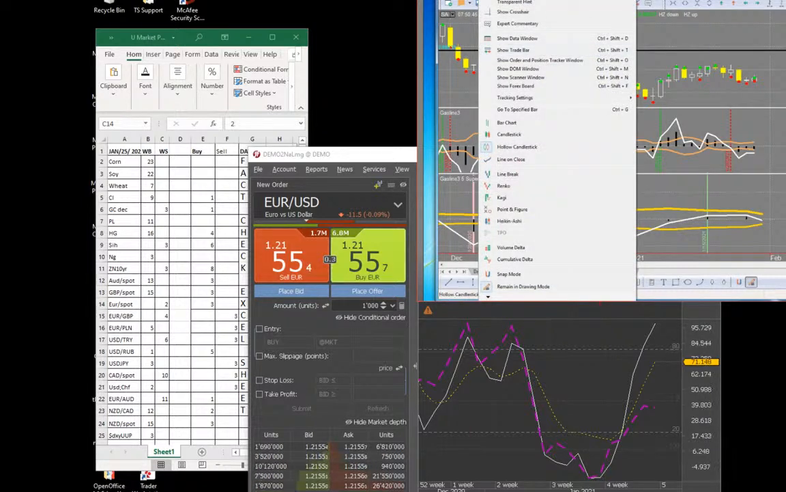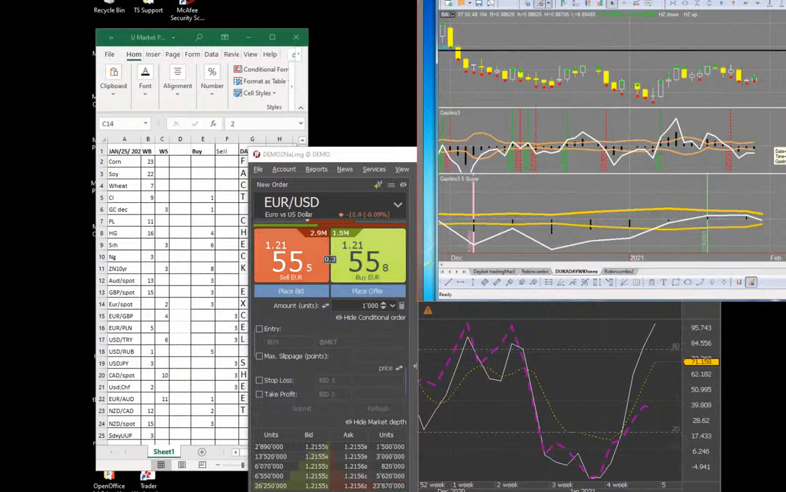Anyhow, that is where we are with this. It's just kind of stuck in some type of neutral where you get daily sells and weekly buys simultaneously. It's becoming a real challenge there.